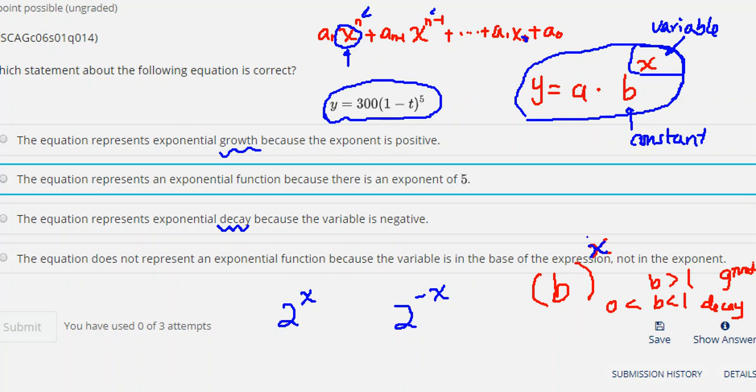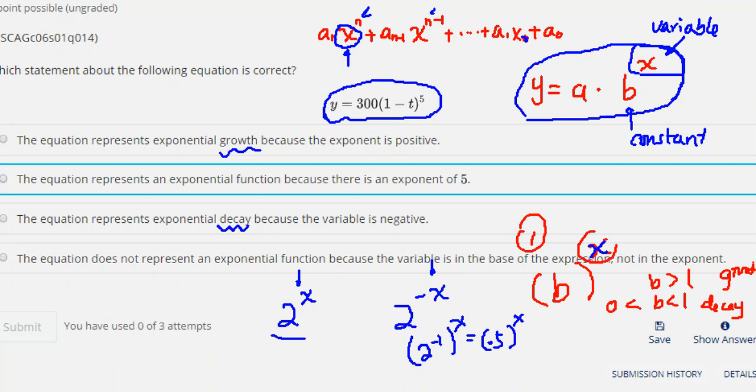So the key is when the exponent is just x. Now here this is x, but this is negative x. So how can you tell? If you think of 2 to the negative x as 2 to the negative 1 raised to power x, which is 0.5 raised to power x, you do know that this is decay. And this obviously represents exponential growth. So this is one way to identify.